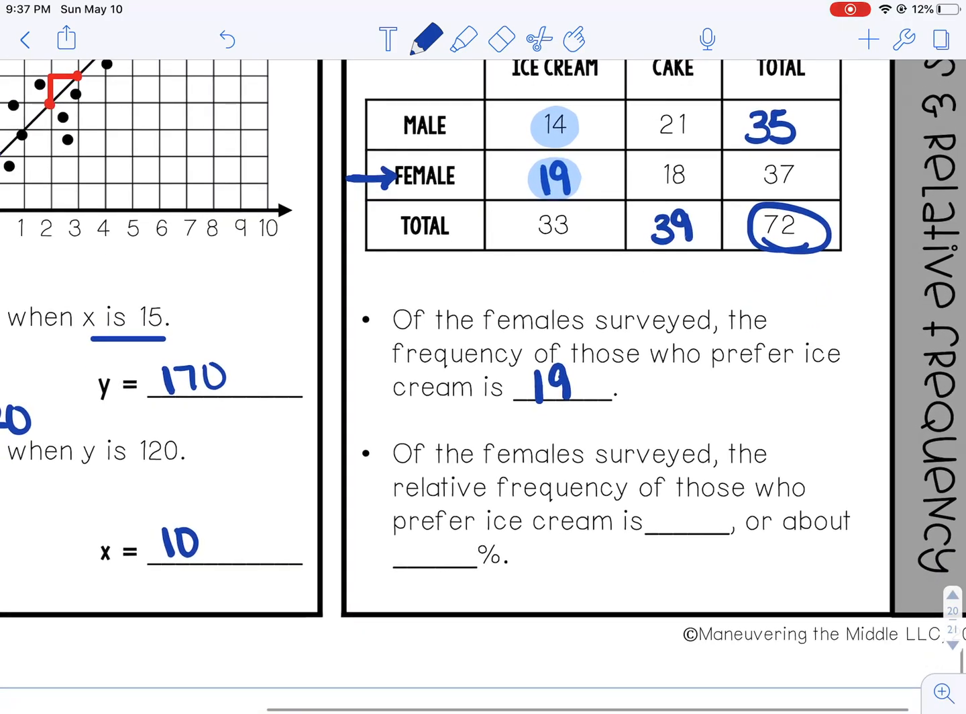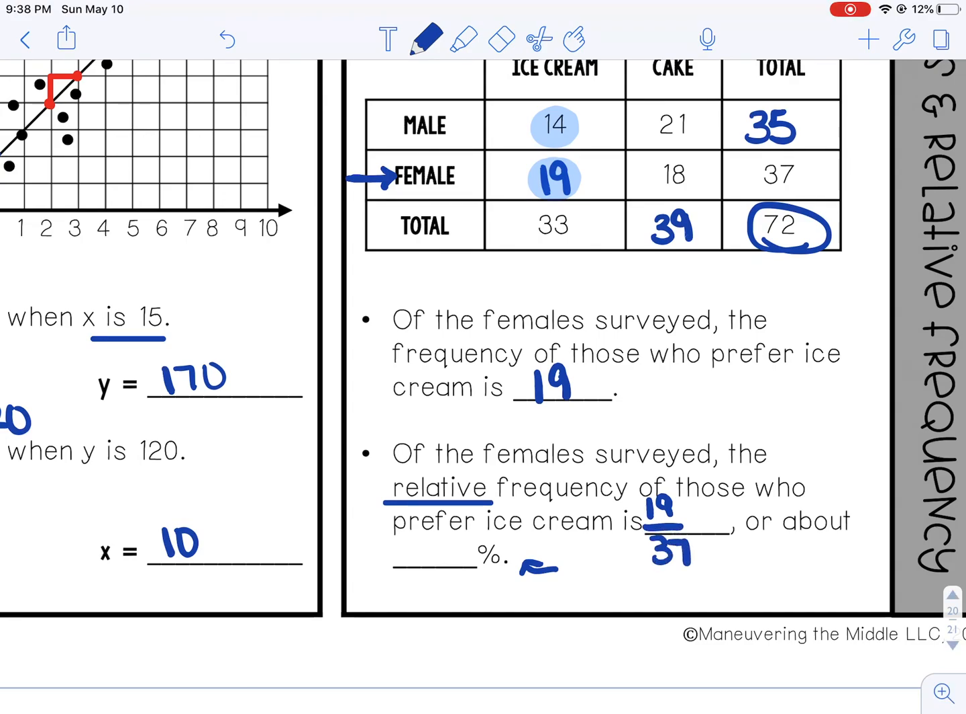Now, the next one is showing relative frequency. Remember what I said above. Relative frequency, you're going to have to compare it out of the total. It's probably going to be a percentage, which, as you can see, there's a little percent sign there. So they're asking basically the same question. Of the females surveyed, we know there are 37 females surveyed. Their relative frequency of those who prefer ice cream is 19 out of 37.